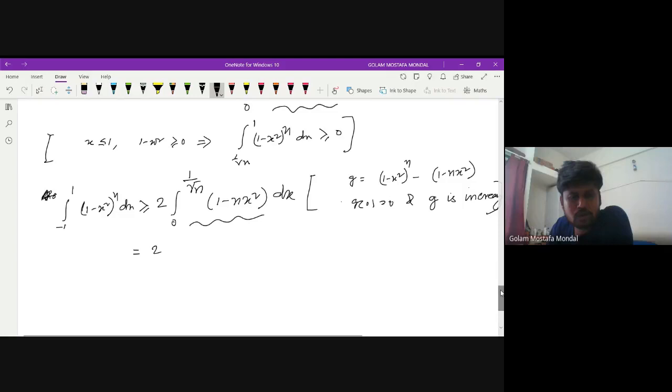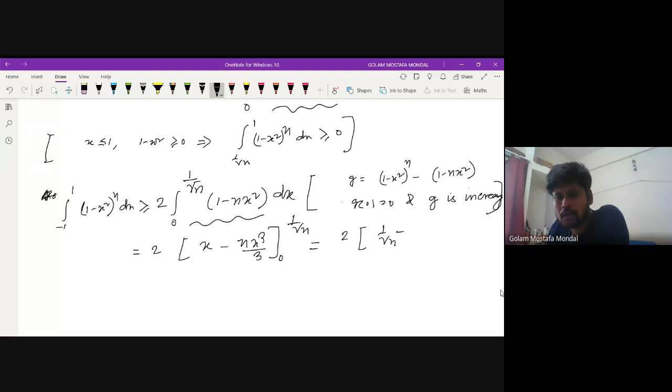So this is 2 into, by integration, x minus n x cube by 3, from 0 to 1 by root n. This is equal to 1 by root n minus n root n by n... so this is 1 by root n into 3. So this is 2 root n by 3, so this is 4 by 3 root n, and this is still greater than 1 by root n.